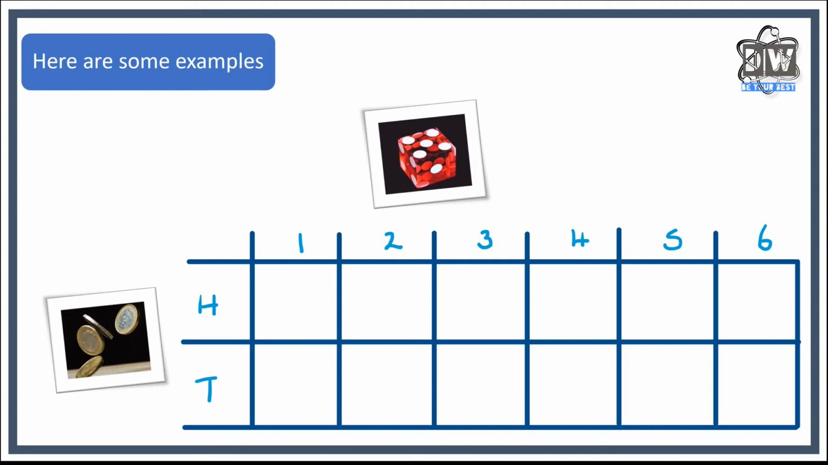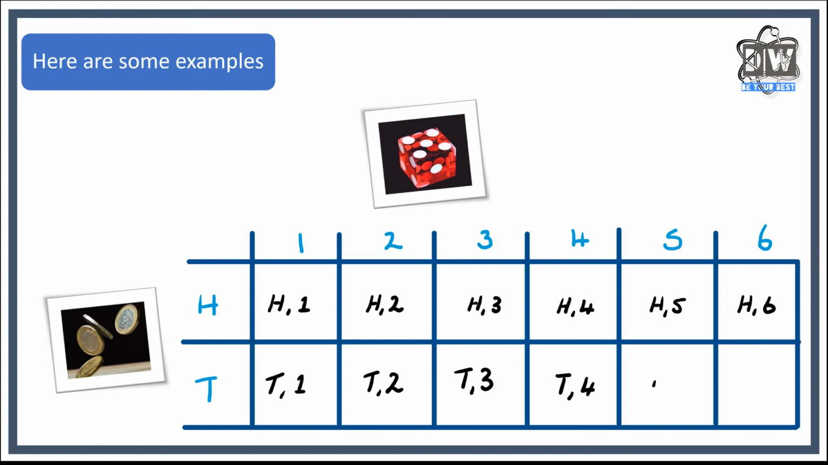So let's go through it now. I could flip a head and roll a 1, flip a head and roll a 2, flip a head and roll a 3, and so forth and so on. And I'm sure that you've done that absolutely correct.